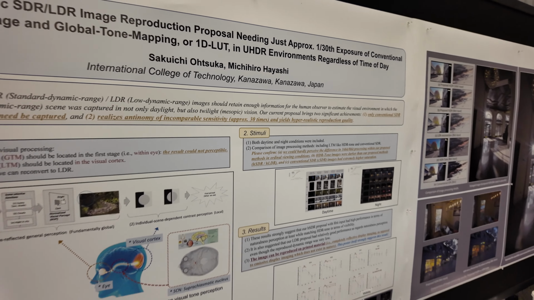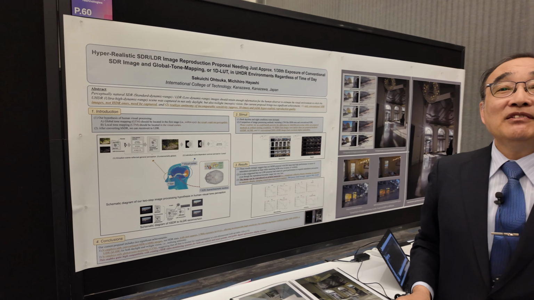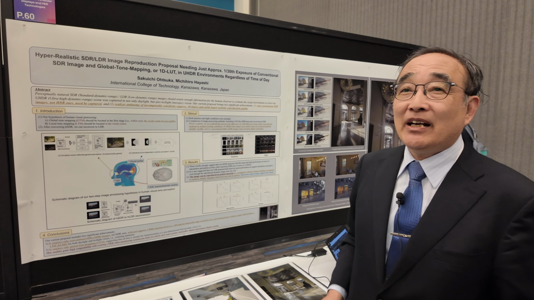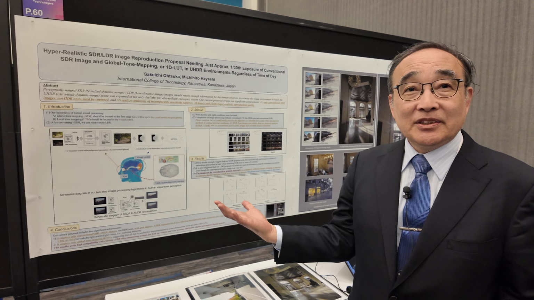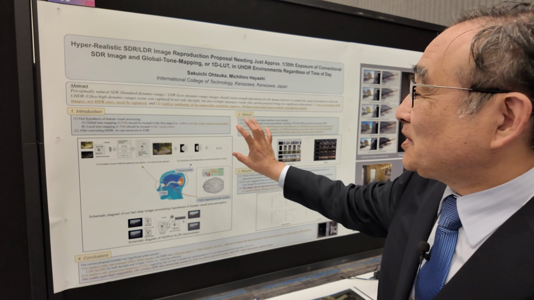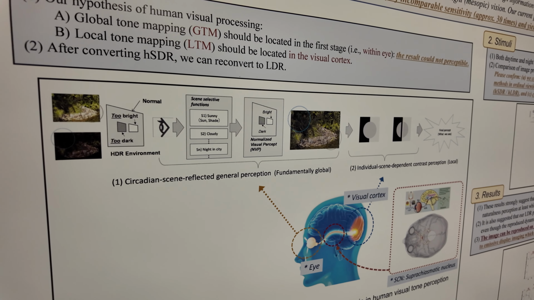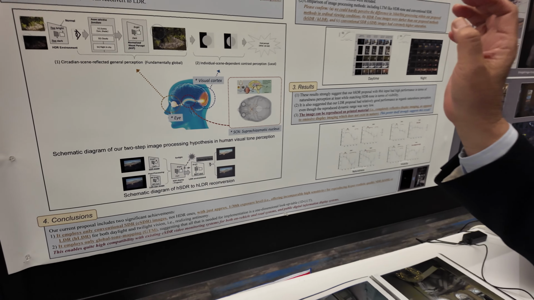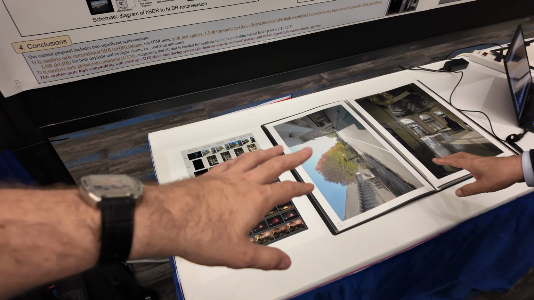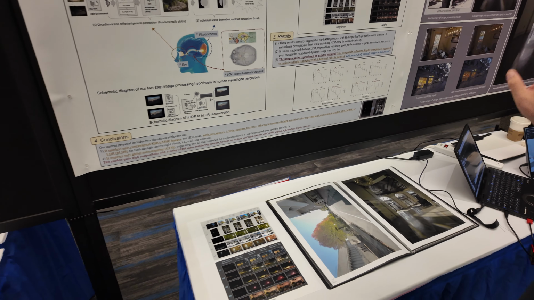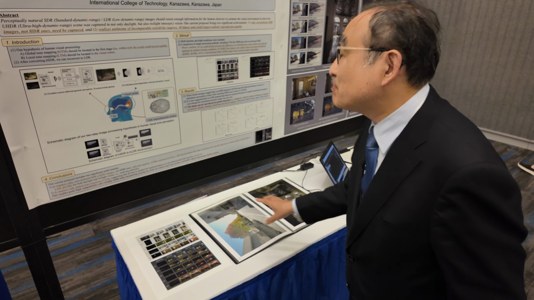And what are you talking about here? Yeah, so I'd like to talk about global tone mapping. So what we want to say is, please show this one. It's to do with the images. What does it have to do with this? Yeah, so I'd like to explain this.